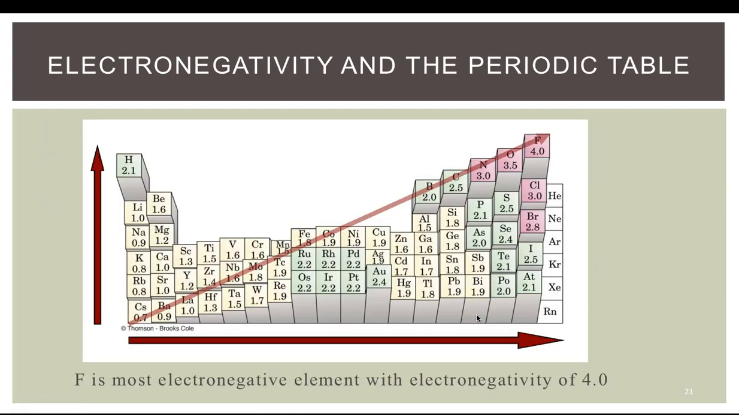So we have one more trend, or at least another trend, to start to recognize when looking at the periodic table. In general, again, there are always exceptions to the rule, but in general, you go from the least electronegative, which is cesium, which has a value of 0.7, all the way up to fluorine, which has a value of 4.0. So fluorine is the most electronegative element.